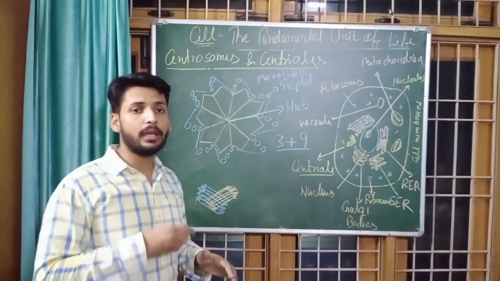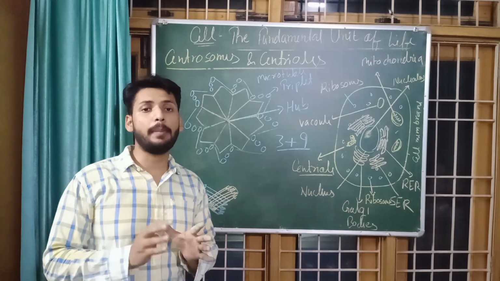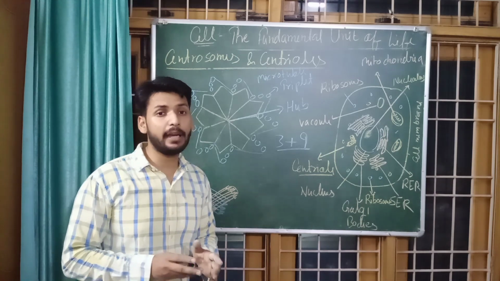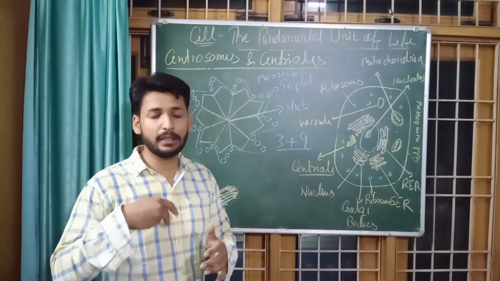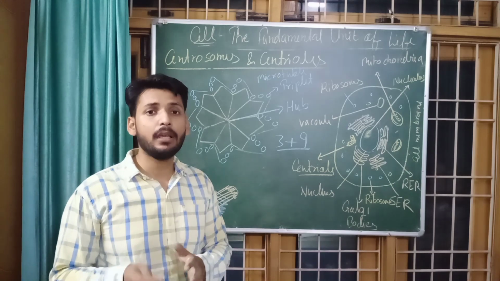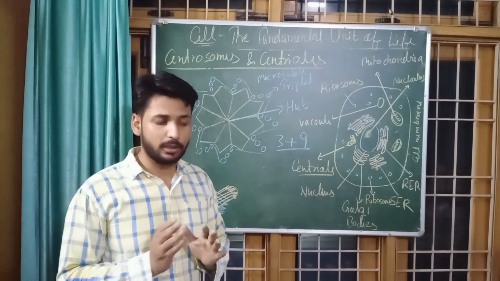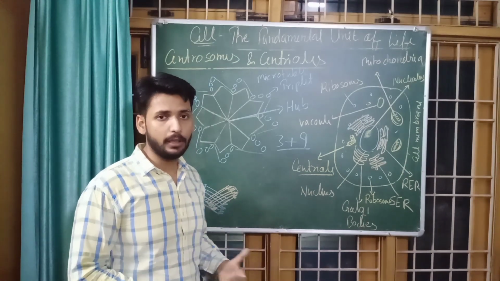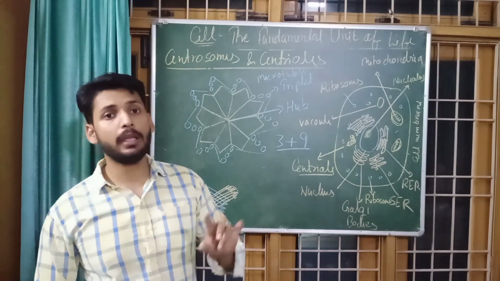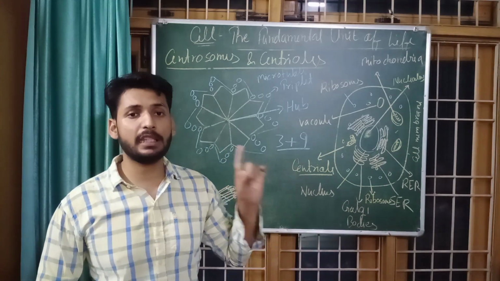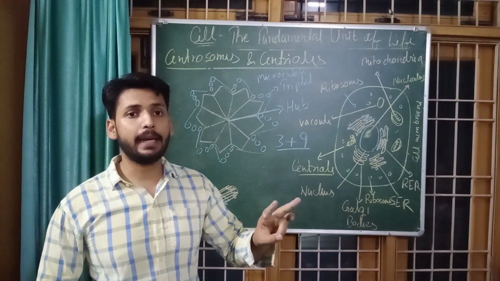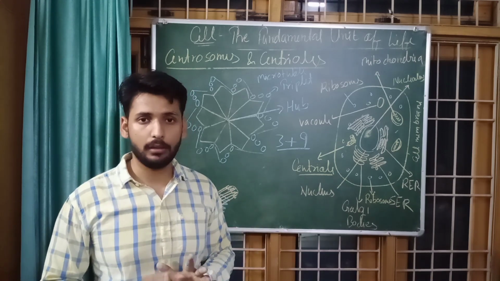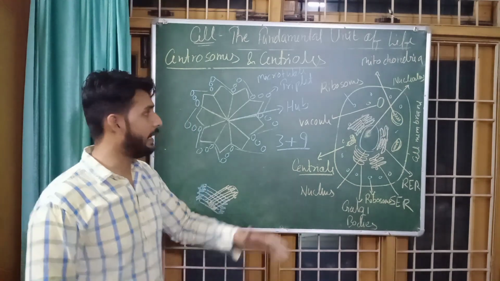Next, their second function is that they form the basal body of cilia or flagella. Cilia or flagella are present just outside the cell and help in the movement of the cell. So there are two main functions. It helps in cell division by forming spindle fibers, and second, it forms the basal body of cilia and flagella. Got it? So I hope it is clear to you all.